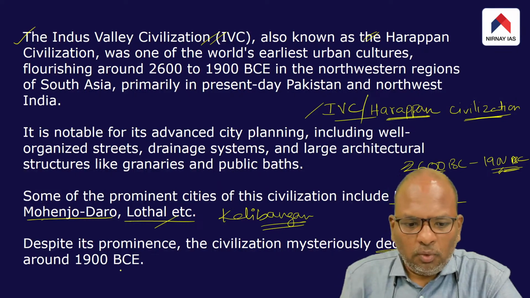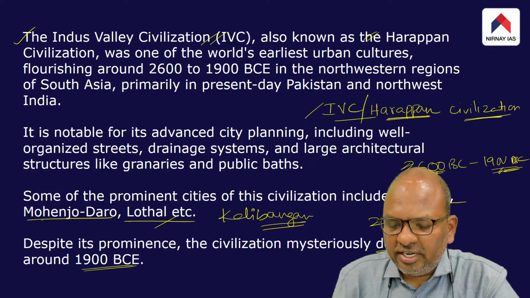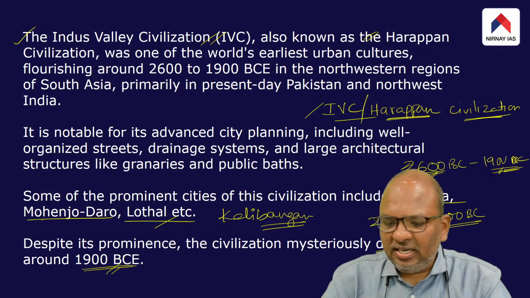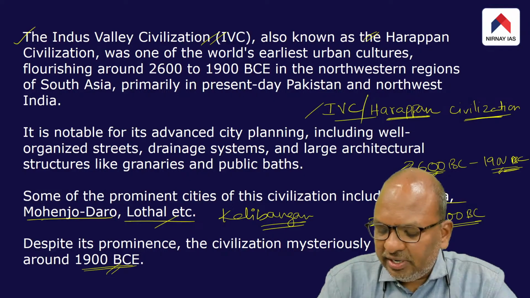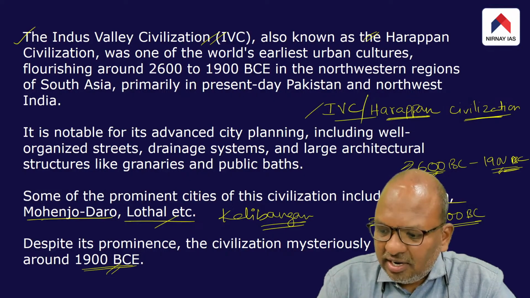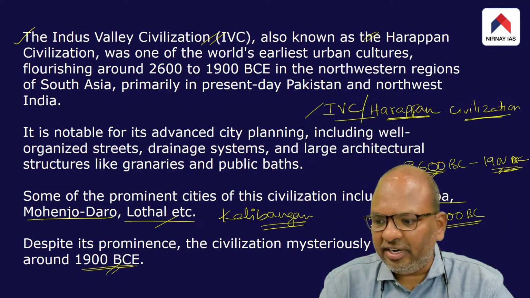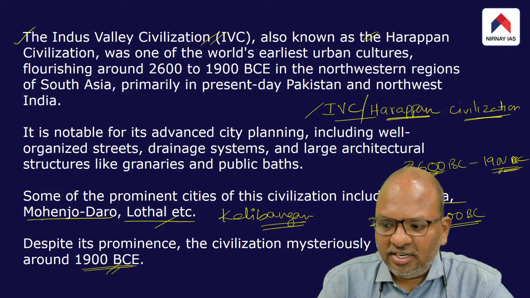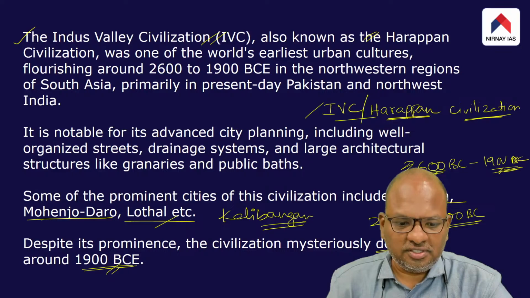There were numerous cities belonging to this civilization, but somehow, very mysteriously, this great civilization declined by about 1900 BC. The civilization flourished between 2600 and about 1900 BC. By about 1900 BC, the people who lived in the cities of the Indus Valley began to desert those cities and migrate to other regions of India. Now, the topic of today's discussion is: why did this happen? Why did the Indus Valley decline? Let us answer that question.